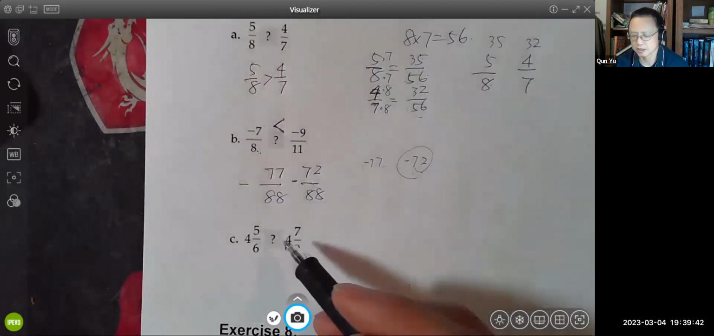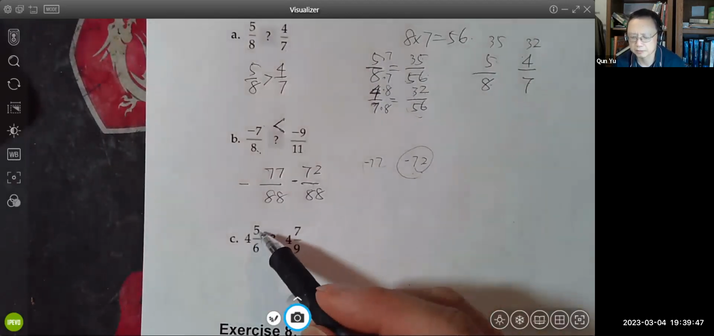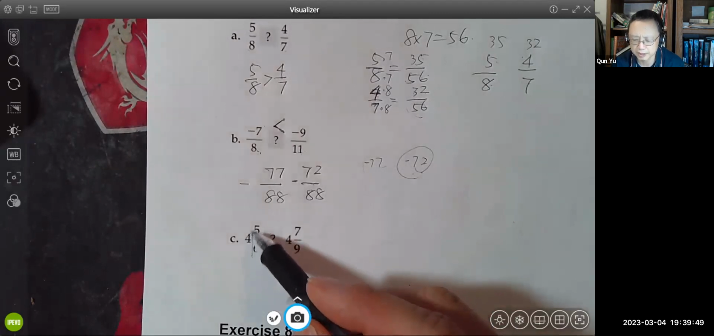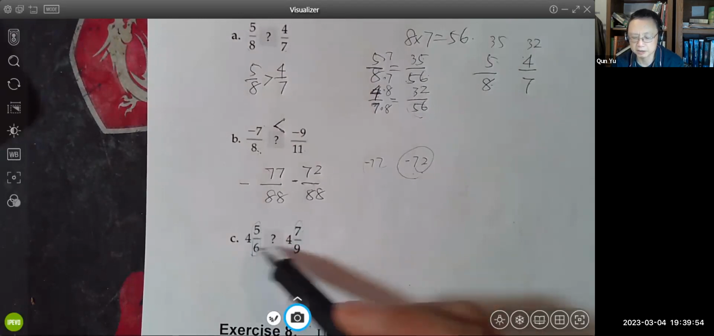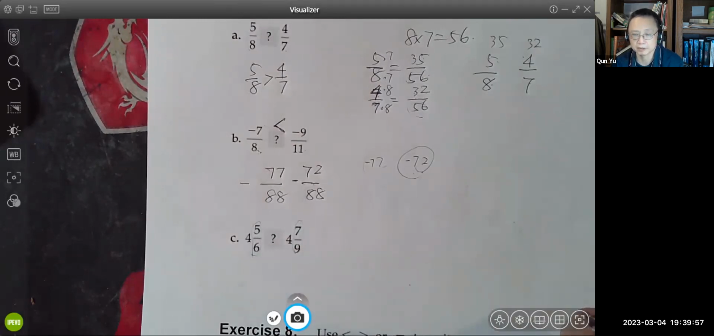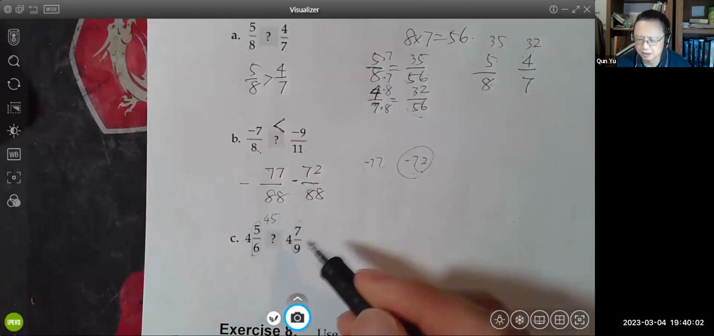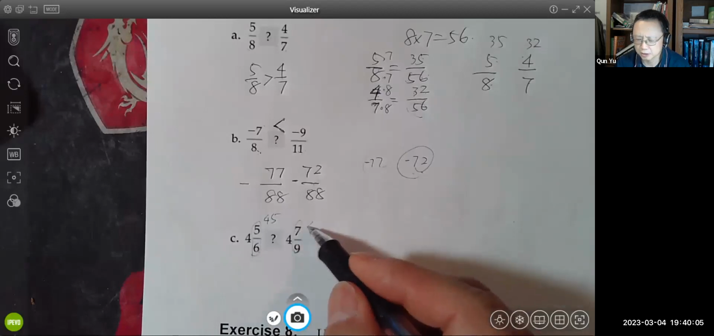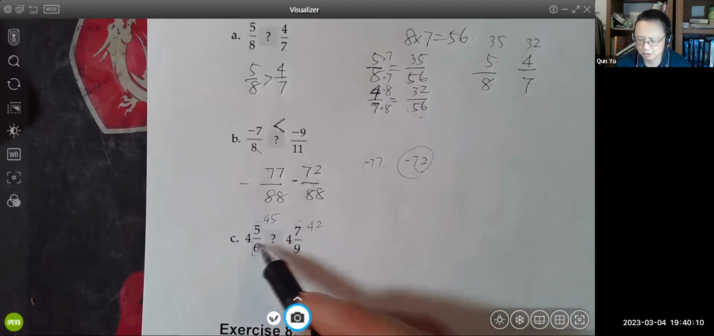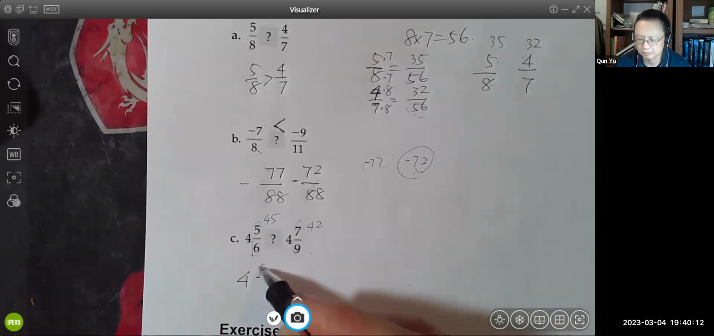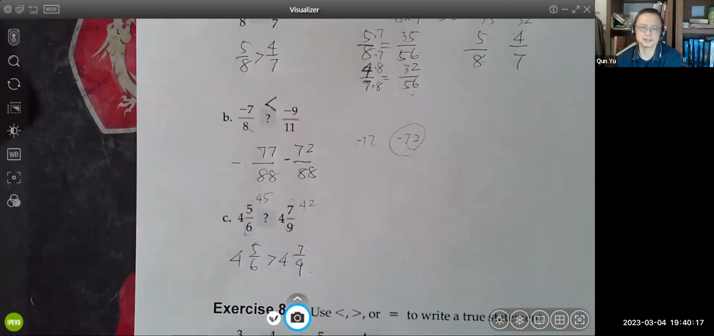Now, if you don't have an improper fraction, we only need to compare the fractional parts because the whole number part is the same. We don't need to compare them. So 5 times 9 is 45. 7 times 6 is 42. 45 is bigger than 42 for sure, right? So this number is bigger than that. How fast, right? Easy to do.